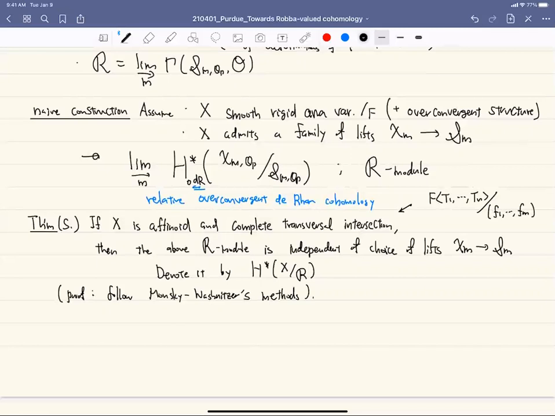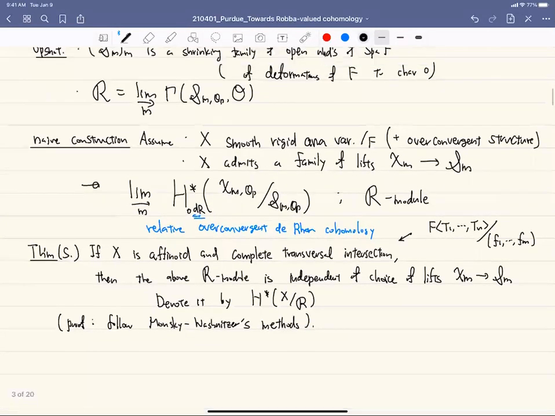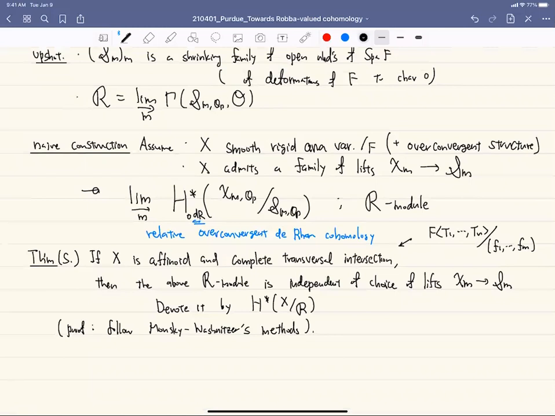And then if you just translate their arguments into this kind of Hoovering setting, we can still prove a similar thing. Having said that, I hope I can convey there should be a good Robba value cohomology theory for rigid analytic varieties over a local function field. At least locally, we can define some object. But of course, if you think of a good cohomology theory, there should be lots of nice functoriality and finiteness and so on.